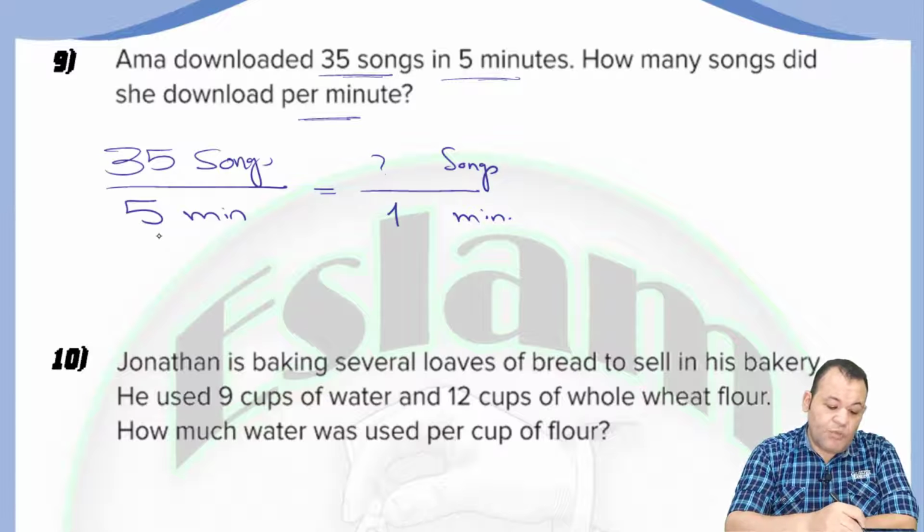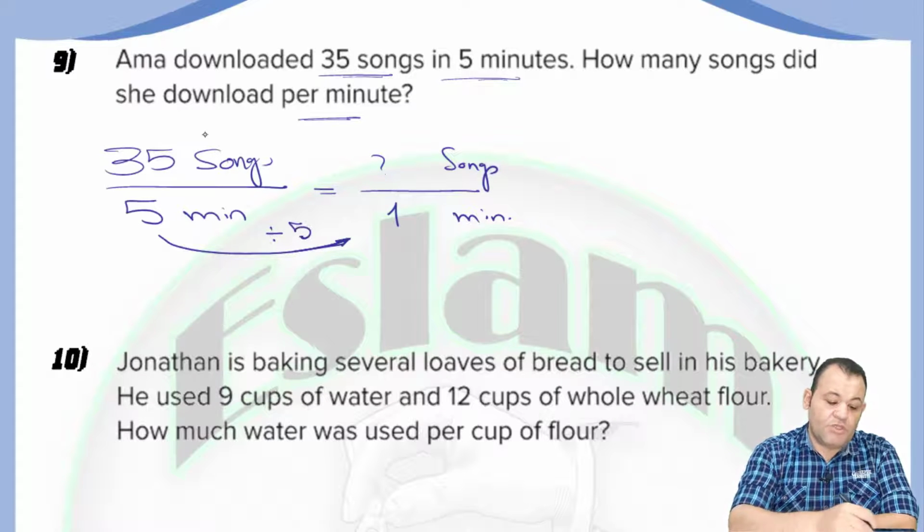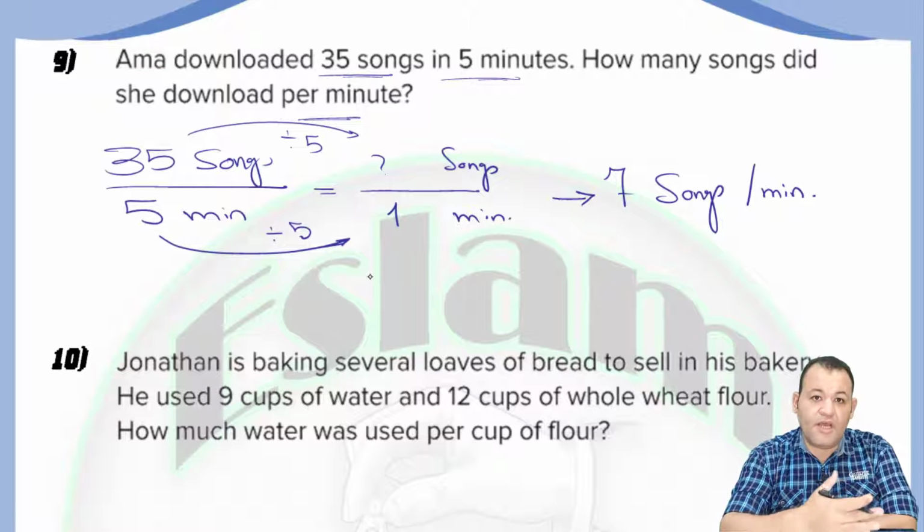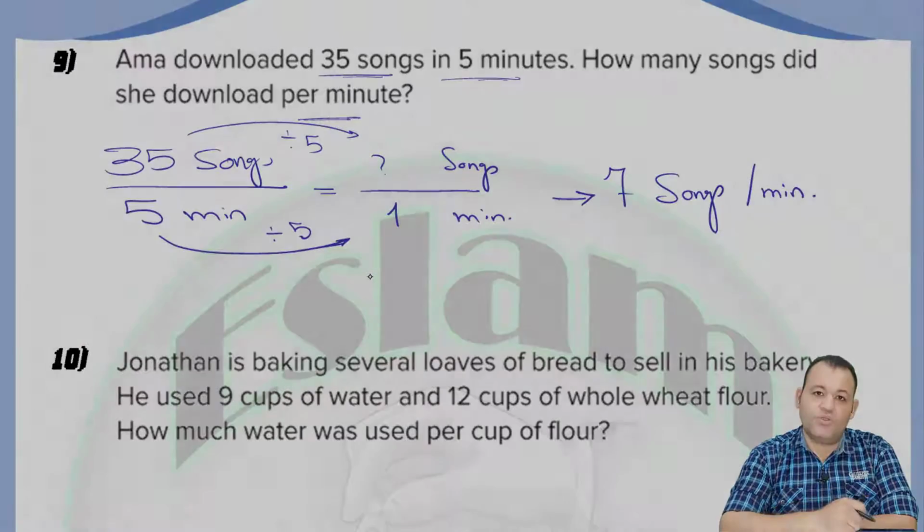Look at the denominator, we have 5. 5 becomes 1 only if you divide by 5. So 35 also, if you divide it by 5, you will find that we have 7 songs per minute. So all you have to do is find the unit rate. Finding the unit rate means we need to make the denominator equal 1.